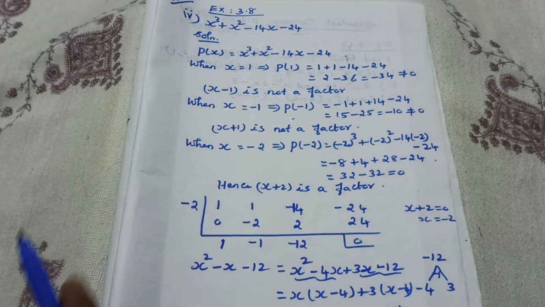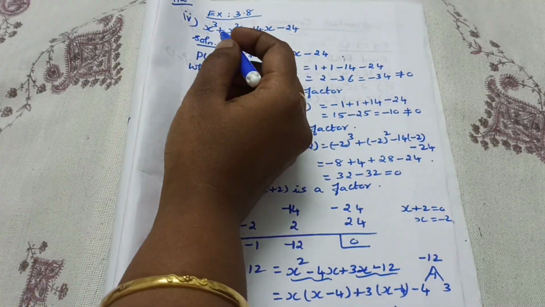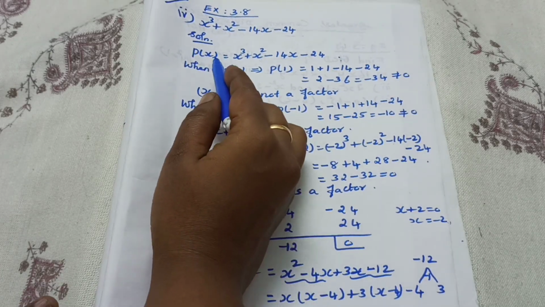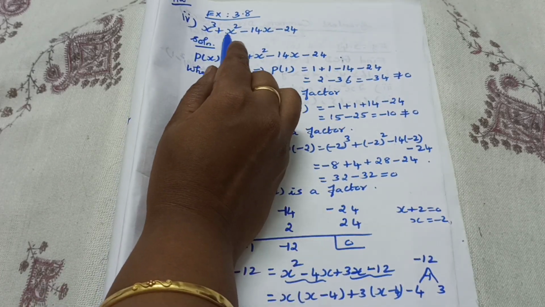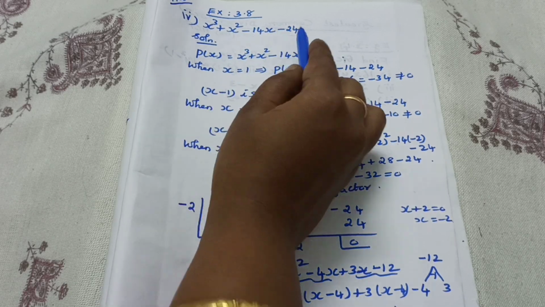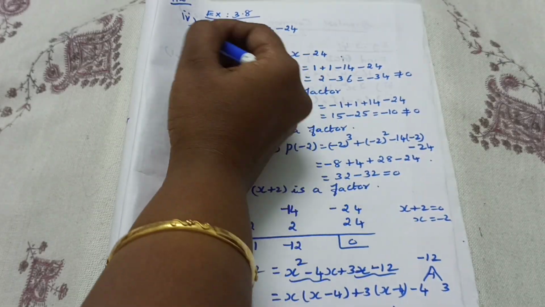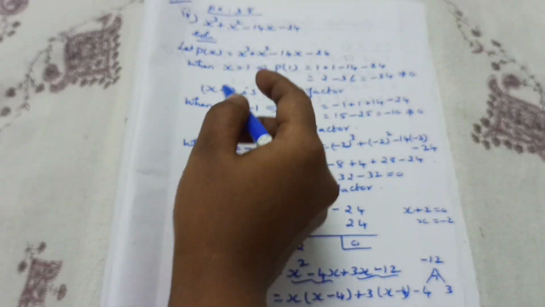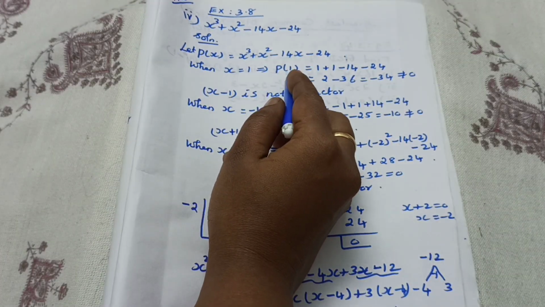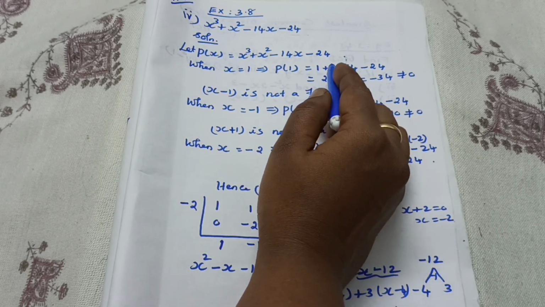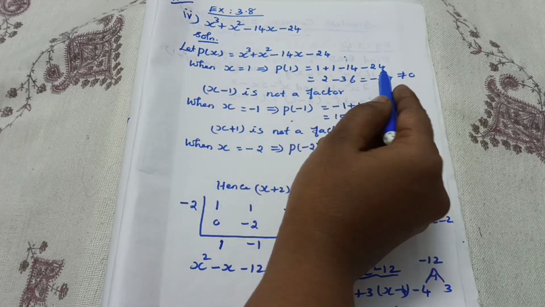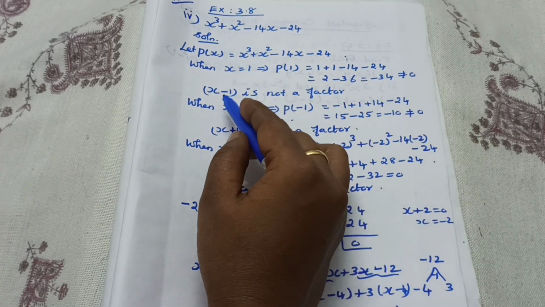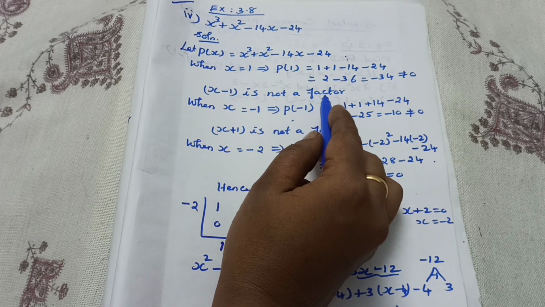Children, take your homework and check your answers. Exercise 3.8, fourth sum. The polynomial is x cube plus x square minus 14x minus 24. Let p of x be equal to the given polynomial. When x equals 1, substitute 1 in x, then we got minus 34, which is not equal to 0. So x minus 1 is not a factor.